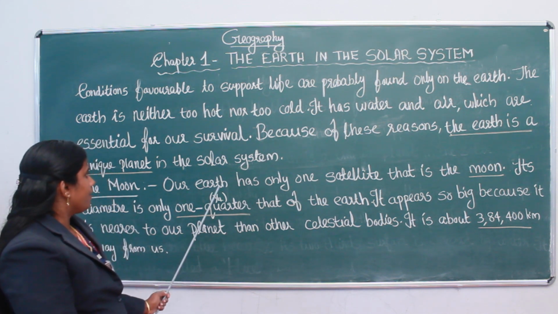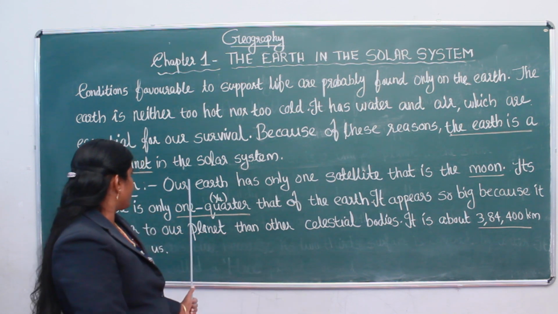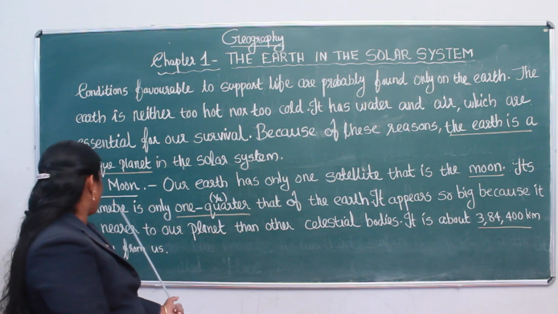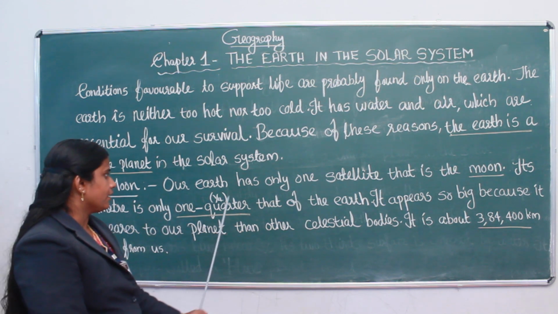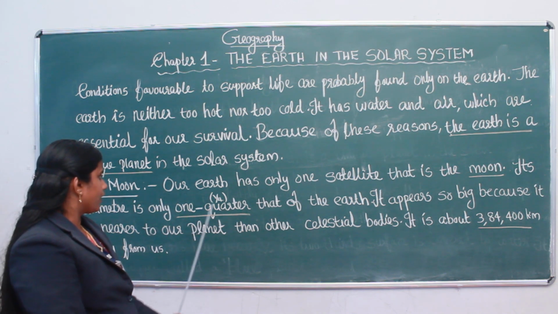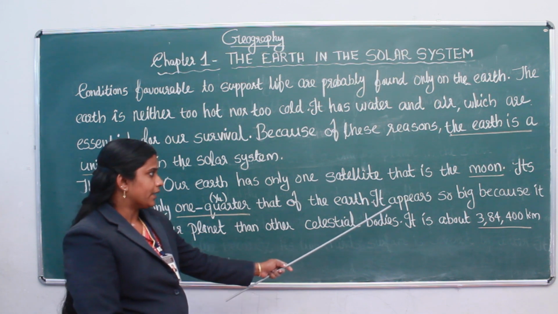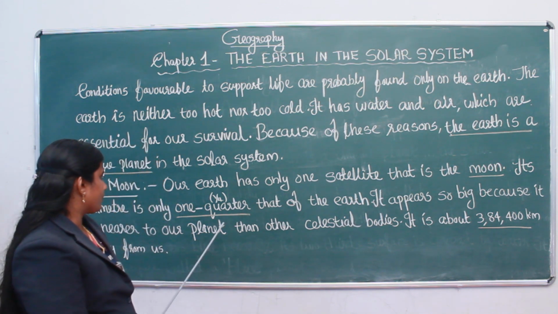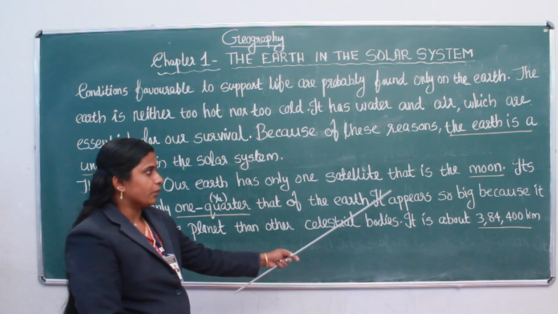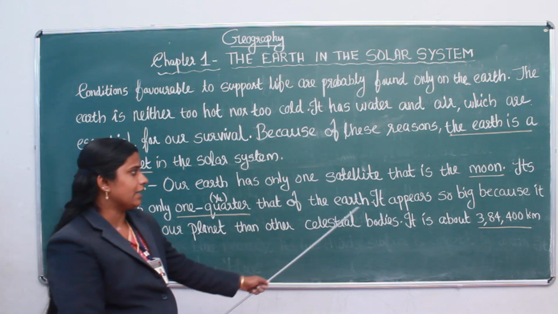The moon. Our earth has only one satellite, that is the moon. Its diameter is only 1/4 that of the earth. Quarter means 1/4. It appears so big because it is nearer to our planet than other celestial bodies.